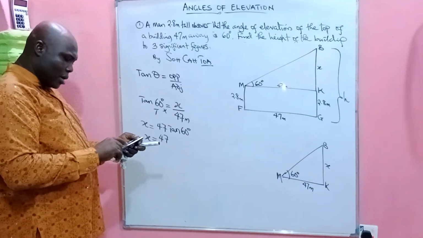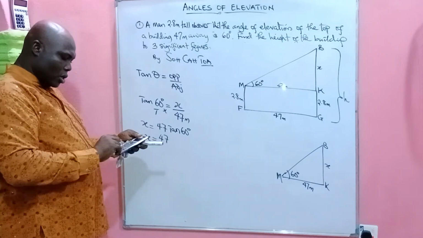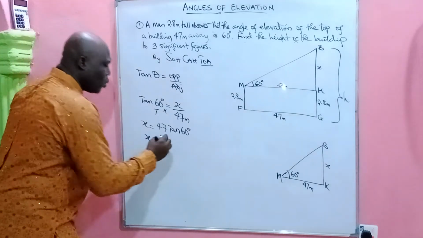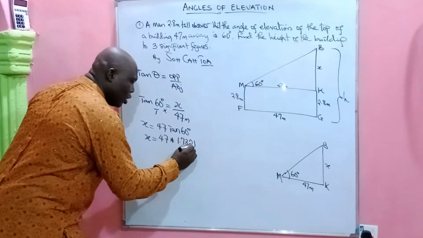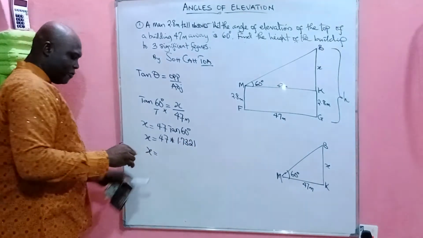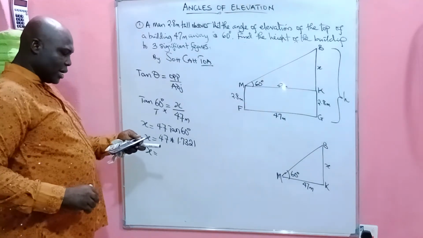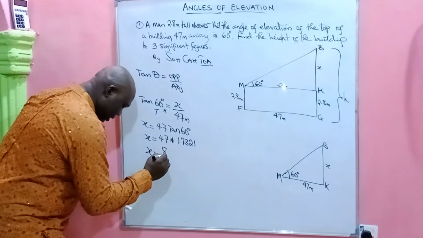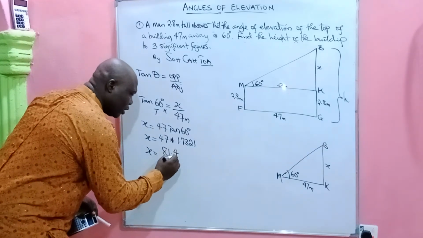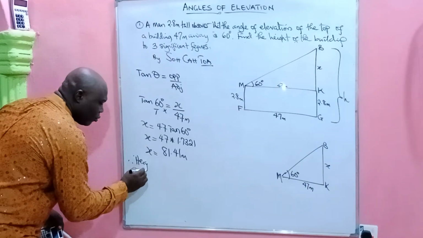Tan of 60 degrees is 1.7321. So we'll multiply that by 47. That will give us 81.41 meters.